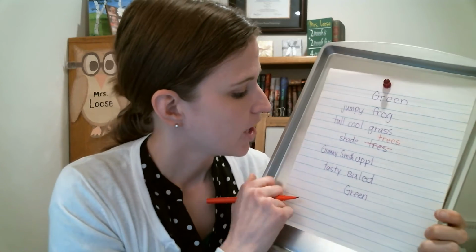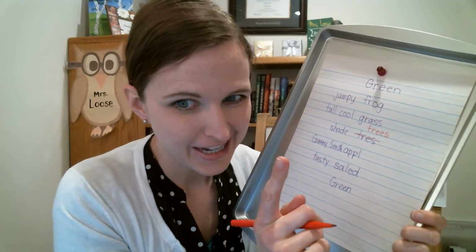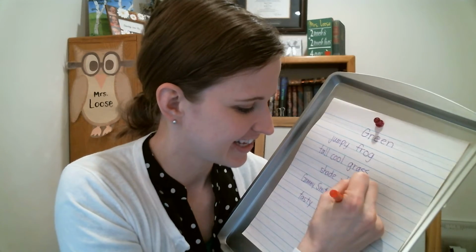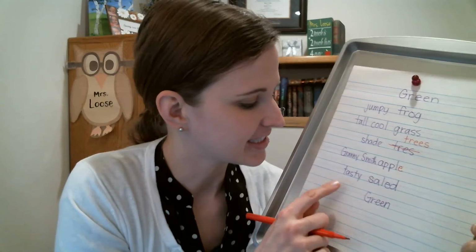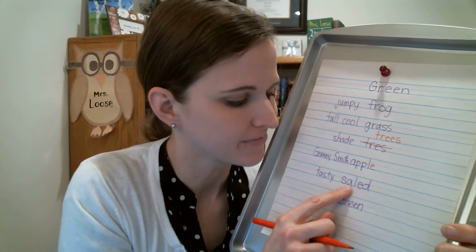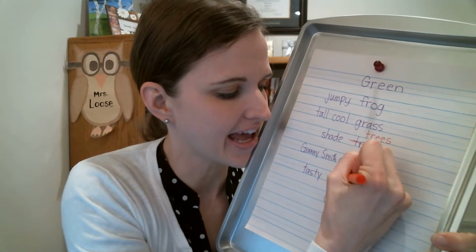All right. Granny Smith apple. I should have an E on the end. So I'll add that E. Granny Smith apple. Tasty salad. That's wrong as well. Salad is spelled S-A-L-A-D.